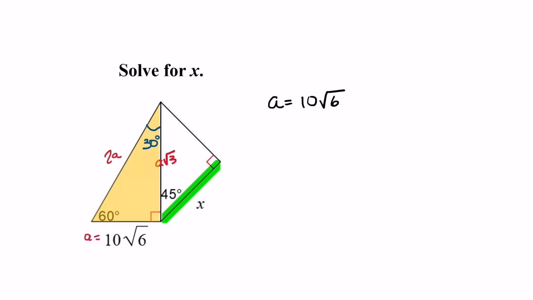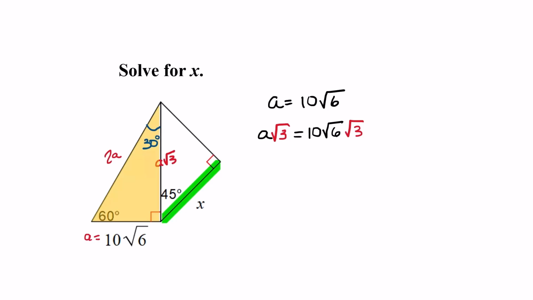I know that A is 10 times the square root of 6, and I know that the side where the A square root of 3 is the hypotenuse for the triangle where the x is. So I'm going to take that A times the square root of 3, knowing that A is 10 times root 6, and we're going to multiply that times the square root of 3. I'm going to simplify this by multiplying those square roots, and we'll figure out how long that hypotenuse is on the other triangle.